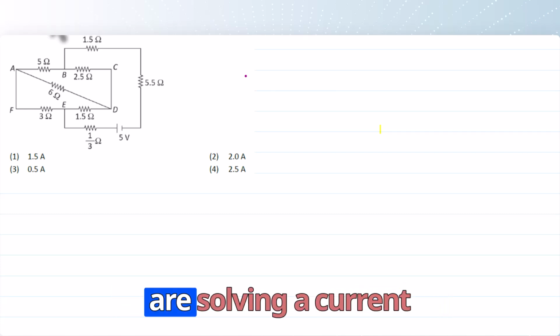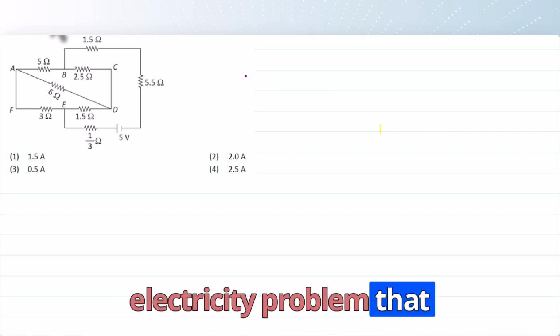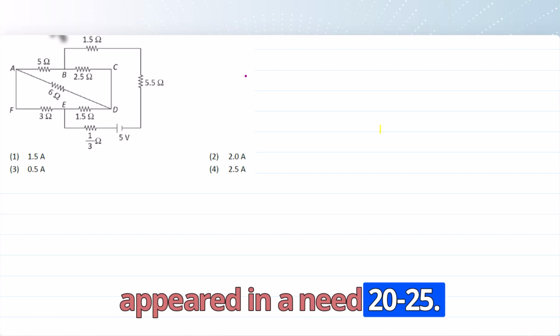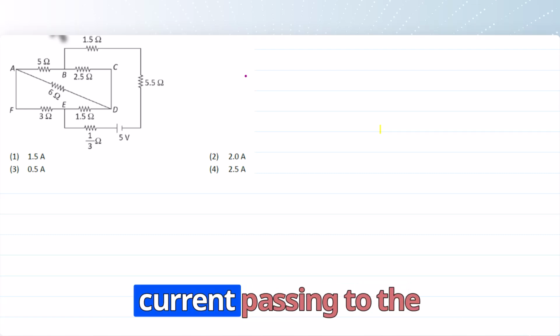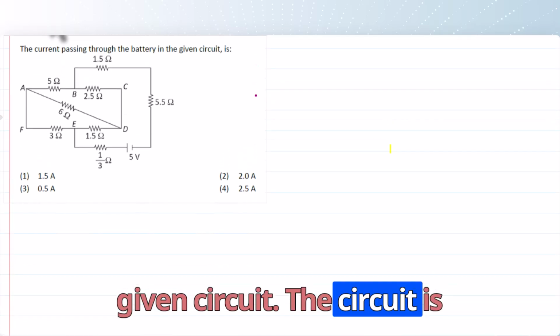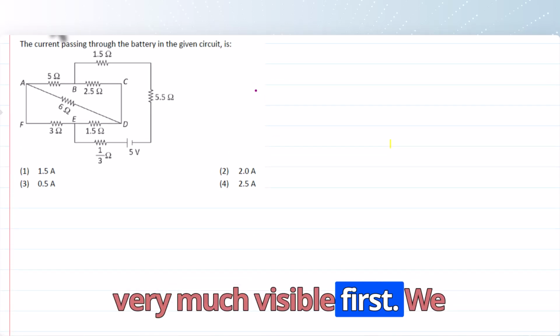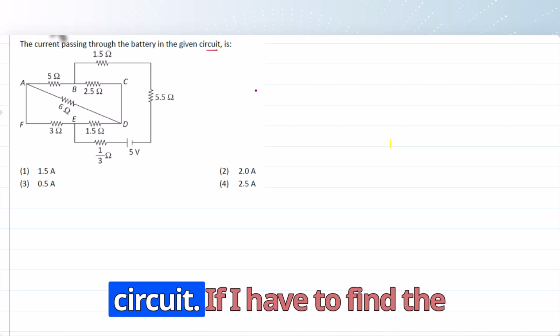Here in this video, we are solving a current electricity problem that appeared in NEET 2025. The problem is like this. We need to find out the current passing through the given circuit. The circuit is very much visible for us. We need to find out the current passing through the circuit.